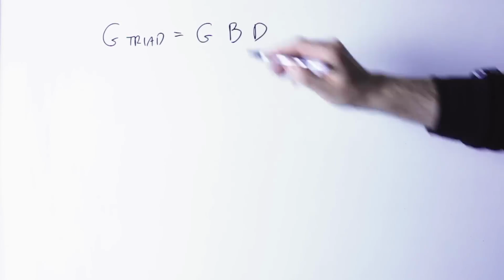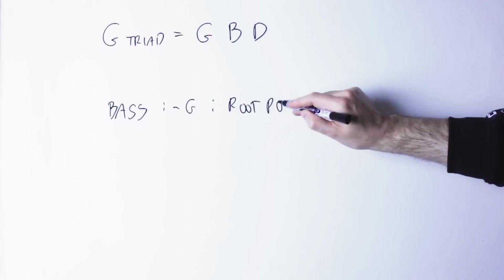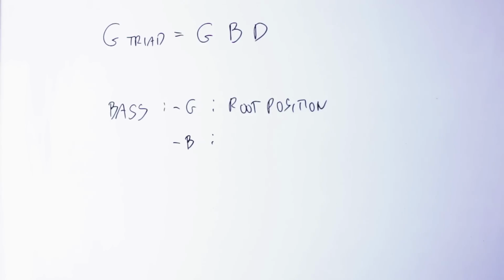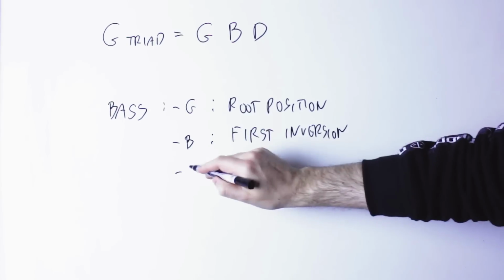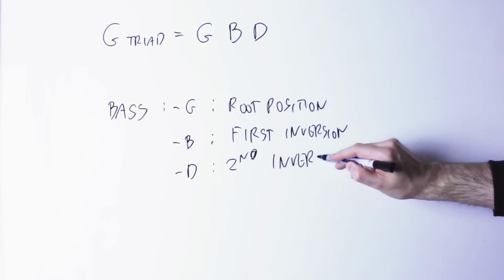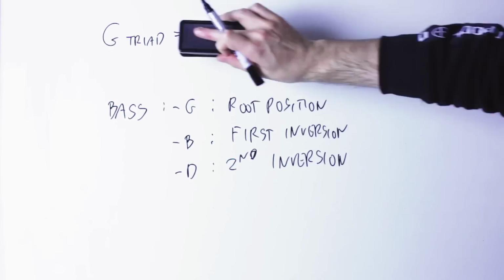If when we play G major we play with the G note at the bass, we have the chord in root position. If when we play the G major chord we put the B at the bass, which is the third, we have the first inversion. If instead we put the fifth, the D at the bass, we have the second inversion. And that's it for a triad. There is no third inversion.